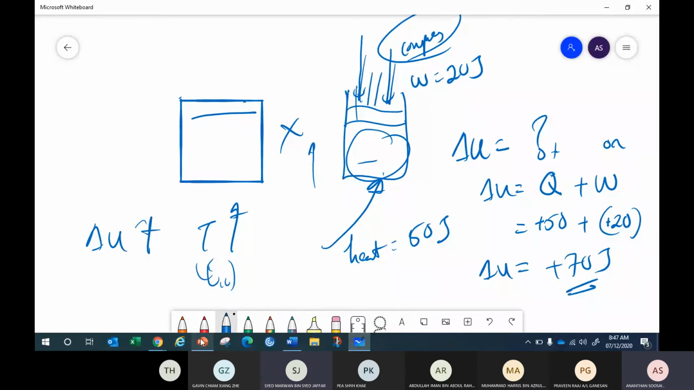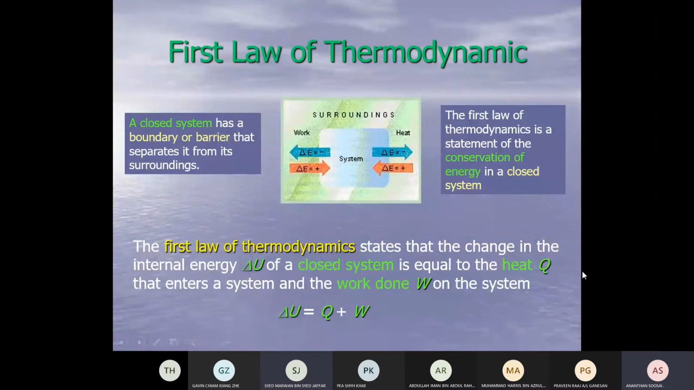Now I hope you understand the law. What does the law say? The first law of thermodynamics states that the change in the internal energy of a closed system... sorry, I forgot the word: closed system. This only works if it's a closed system. In an open system, this doesn't work because it interacts with the outer surroundings. It has to be a closed system, like the combustion engine's internal parts, the chamber where the air is compressed. It's a closed system, so the first law works.